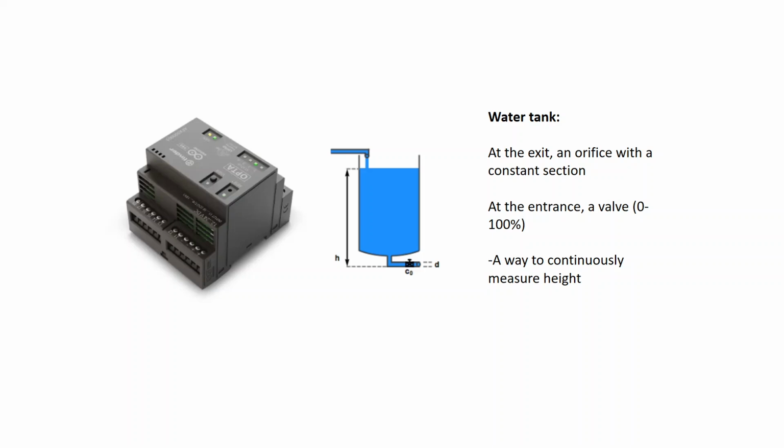We will have a way to continuously measure the height of the tank, meaning for each individual height we will have a reading. And finally we will have an outlet which will be constant, so it will not be controlled. It will be just an opening with a certain area, but it will be uncontrolled.